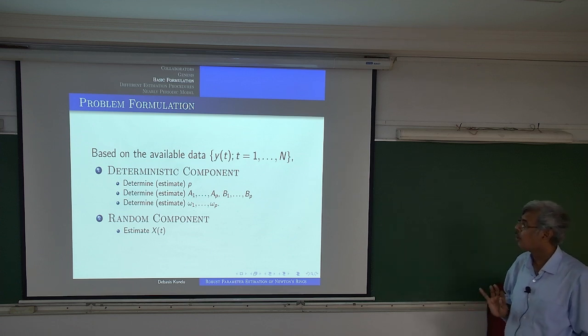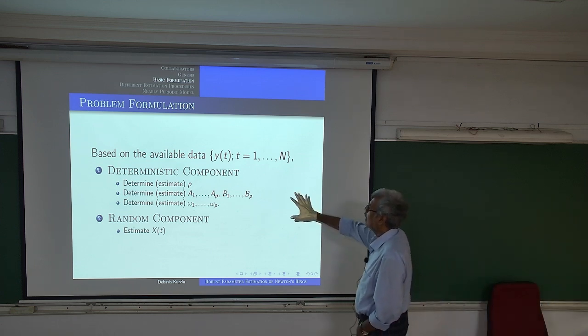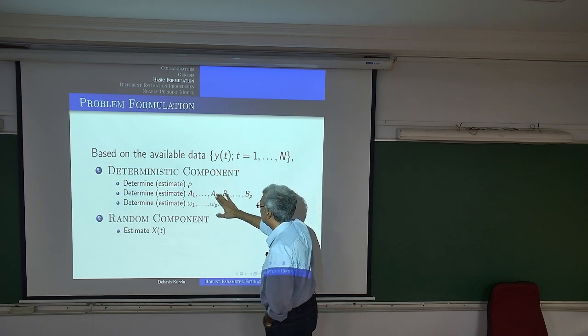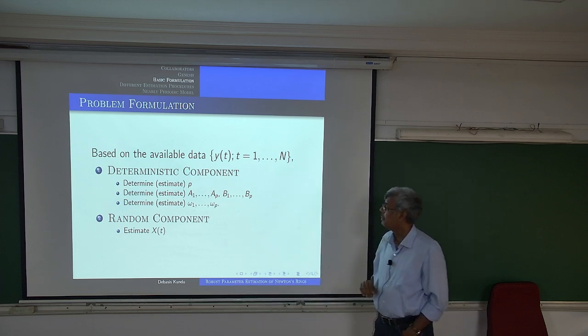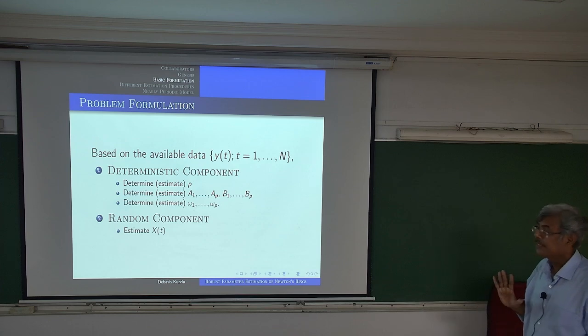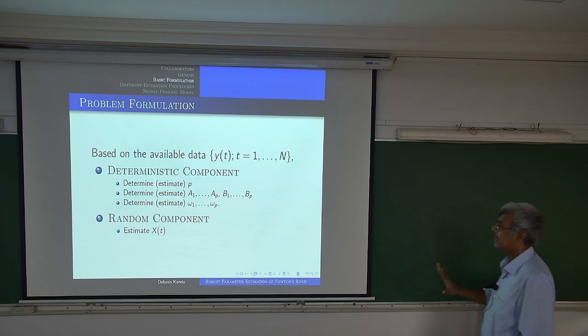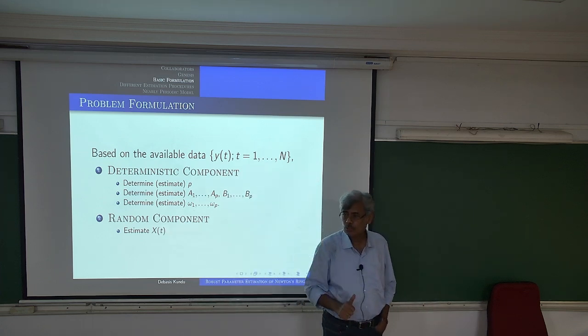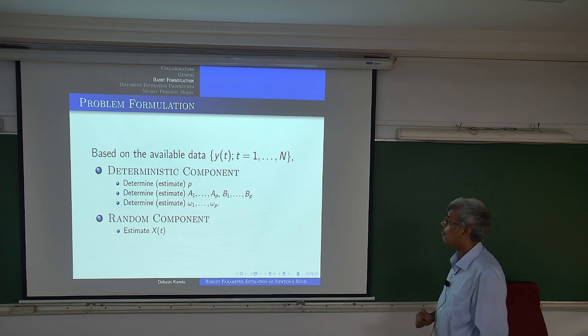Okay, it is not just estimating the signal components, which are P, A1, A2, AP, B1, B2, BP, and the omegas. It is not only estimating that one that is important. Of course, that is important, but at the same time, it is important to estimate the noise component xt also.